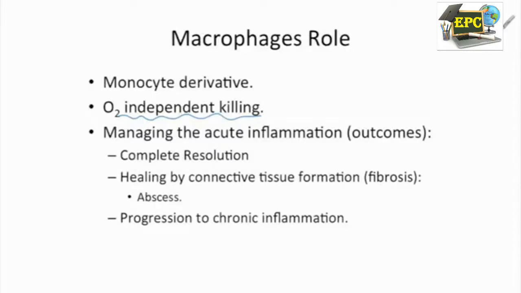Now, what is the role? The role is basically in the outcomes. So the macrophages will determine the outcome of the acute inflammation. Either it's going to have complete resolution and restore the function of the tissue again, so now it will be cleared and the whole acute inflammation will be stopped, or it's going to lead to healing by connective tissue formation, as in fibrosis, and causing an abscess, which will form a wall around the pus, or you will have progression into chronic inflammation.